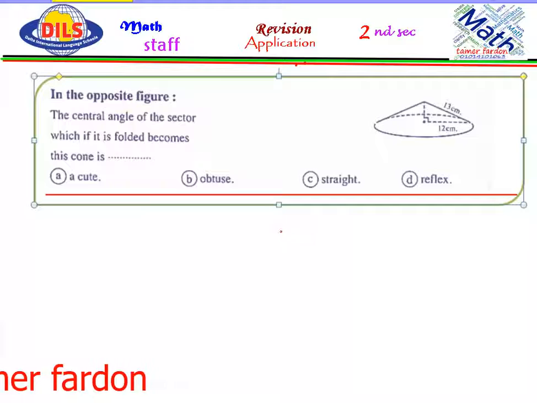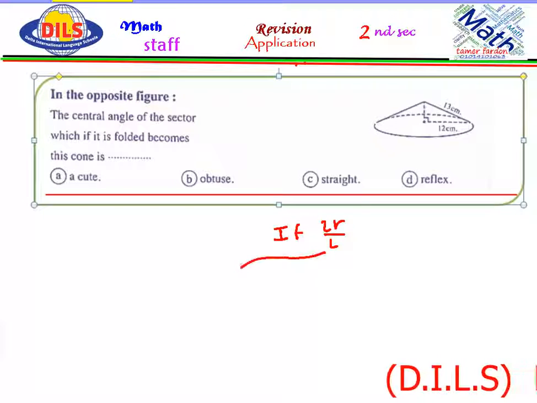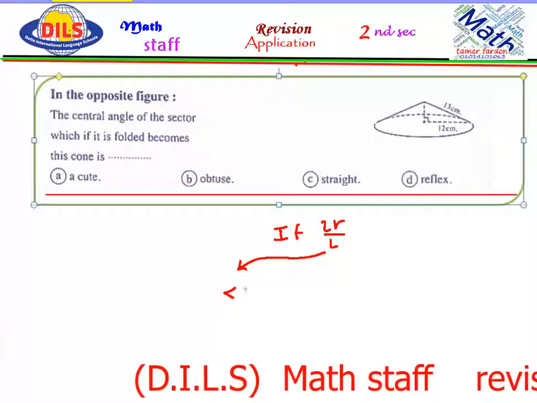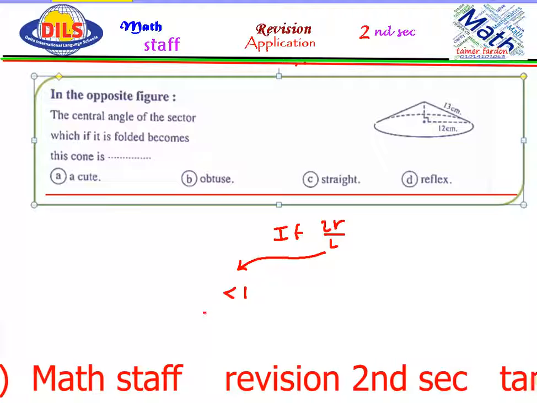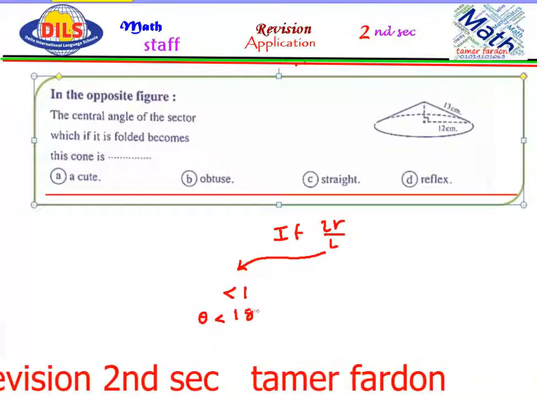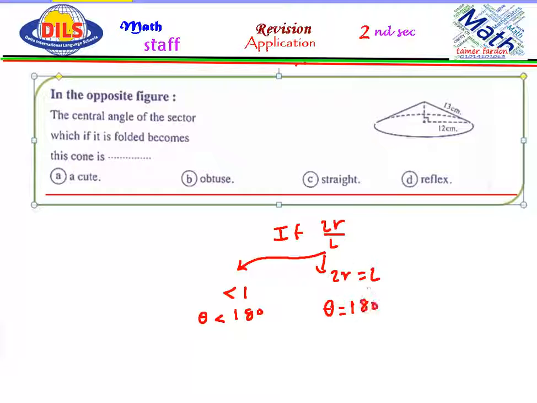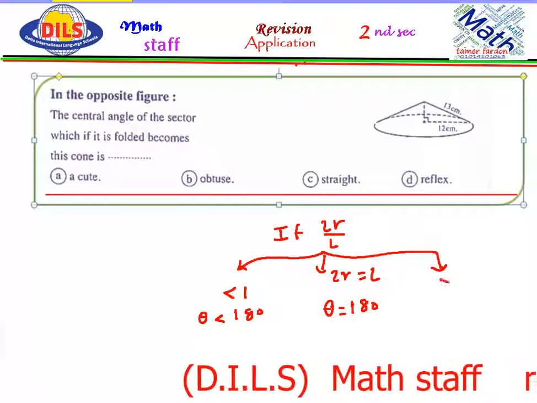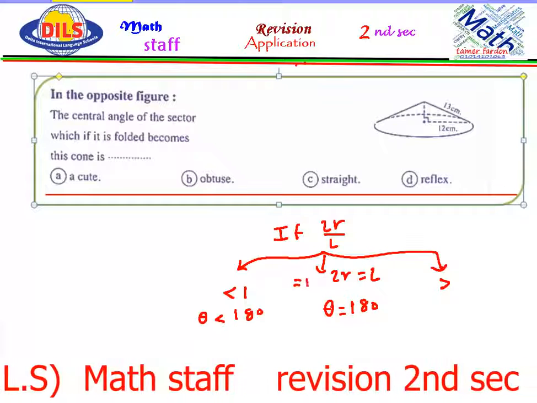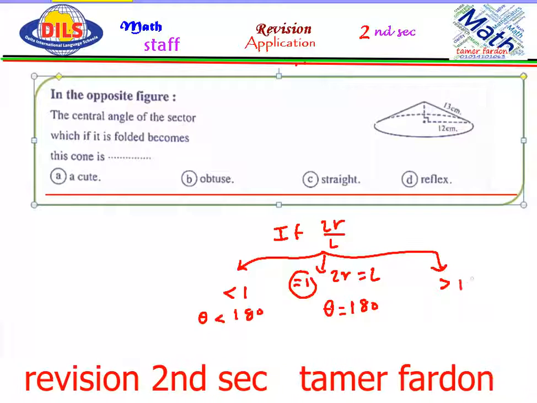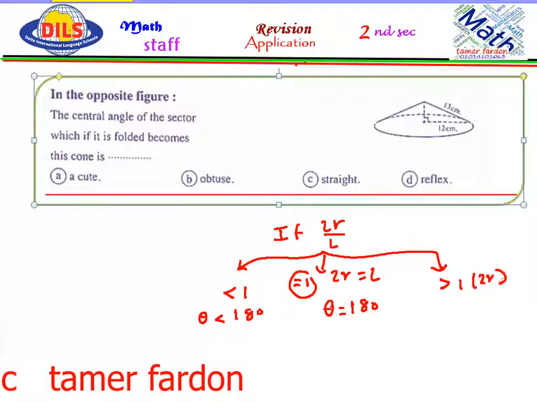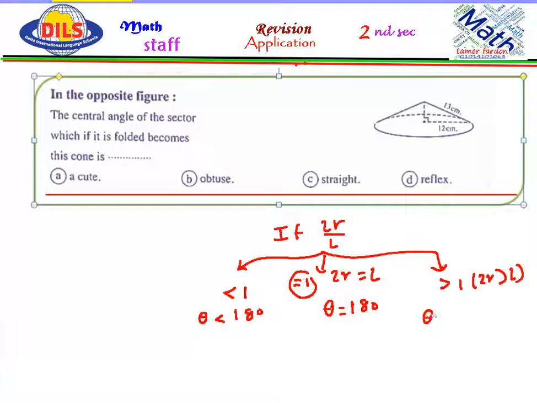We know that if 2r over L is less than 1, theta will be less than 180. If 2r equals L, theta will be a straight angle equal to 180. If 2r over L is greater than 1, then 2r is greater than L, and theta will be greater than 180, a reflex angle.